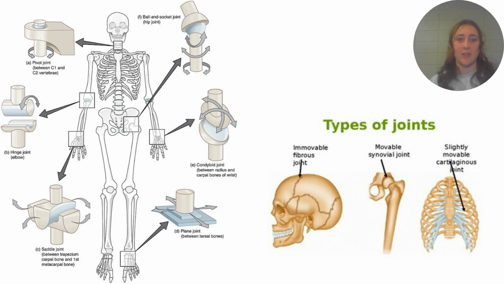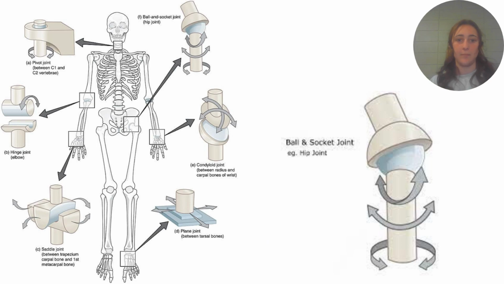Slightly movable joints are two or more bones held together so tightly that only limited movement is allowed, such as the vertebrae in your spine. Freely movable joints, which make up the majority of the joints in your body, are this type. Motion is the purpose of a freely movable joint, and there are 6 types that most people should know. First is a ball and socket joint, where a rounded head of one bone sits within the cup of another, such as the hip or shoulder joint. Movement in all directions is allowed.